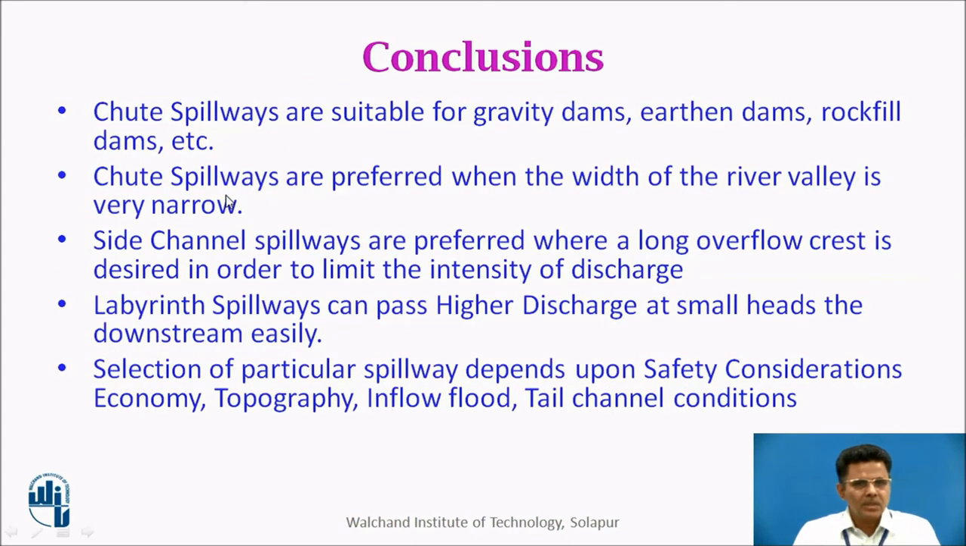Let us come to conclusions. Chute spillways are suitable for gravity dams, earthen dams, rock-filled dams, etc. Chute spillways are preferred when the width of the river valley is very narrow, whereas side channel spillways are preferred where a long overflow crest is desired in order to limit the intensity of discharge. Labyrinth spillways can pass higher discharges at small heads. Selection of a particular spillway depends upon safety considerations, economy, topography, inflow, flood, discharge, tailwater channel conditions, etc.